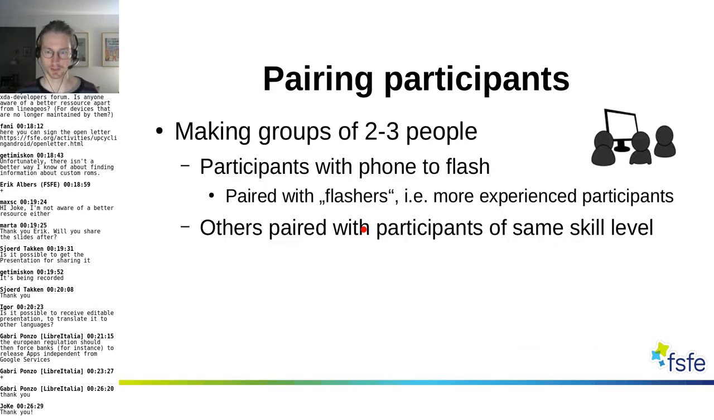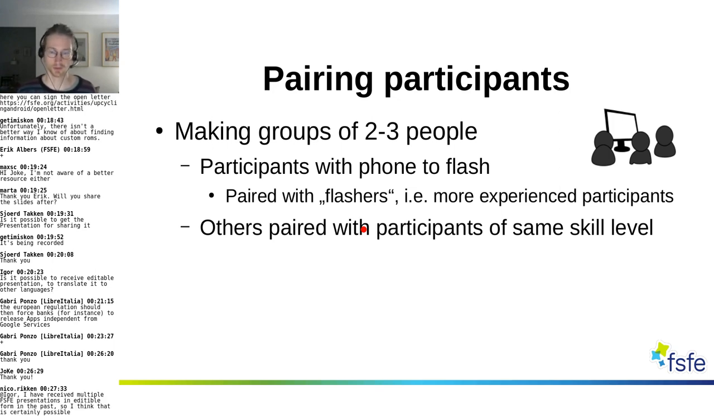The first one would be to pair participants. I think this is what you would normally do, making small groups of 2 to 3 people, for example, and pair participants that bring a phone that they want to flash with more experienced participants, also known as flashers, because arguably the expectation would be that the phone they bring will be flashed, and that would be a successful workshop for them. And others who didn't bring a phone to flash can be paired with participants of the same skill level, so they can both learn together.